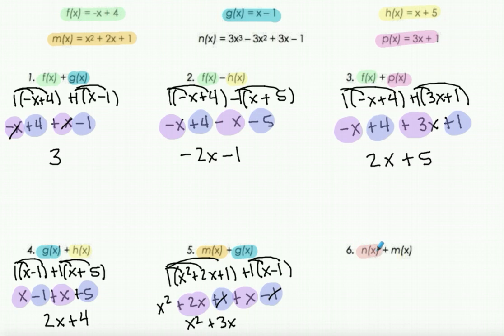And number 6, I've got n of x plus m of x. So my n of x is 3x cubed minus 3x squared plus 3x minus 1 plus my m of x, which is x squared plus 2x plus 1. I'll put my 1's out front and I'll distribute.